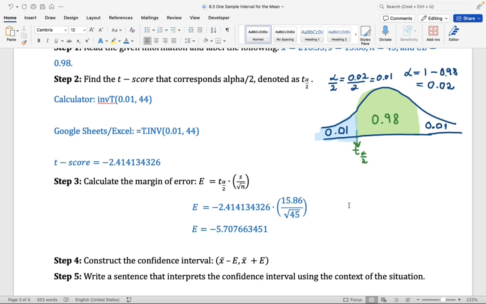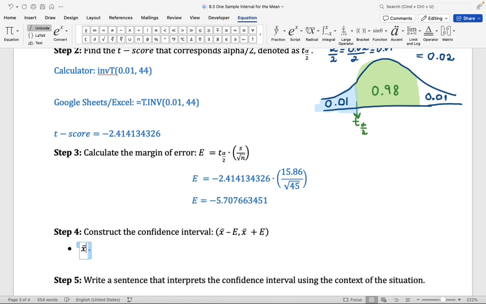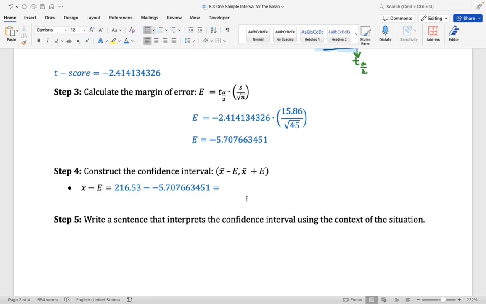Once you have the margin of error, you're ready to construct the confidence interval. When we construct the confidence interval, you can think of this as 2 steps. The first step is to take x bar minus e. Our x bar value is 216.53, minus the error. The error is this value here. So let me just copy it. We're going to need to enter this expression on the calculator. That's going to be our first step.